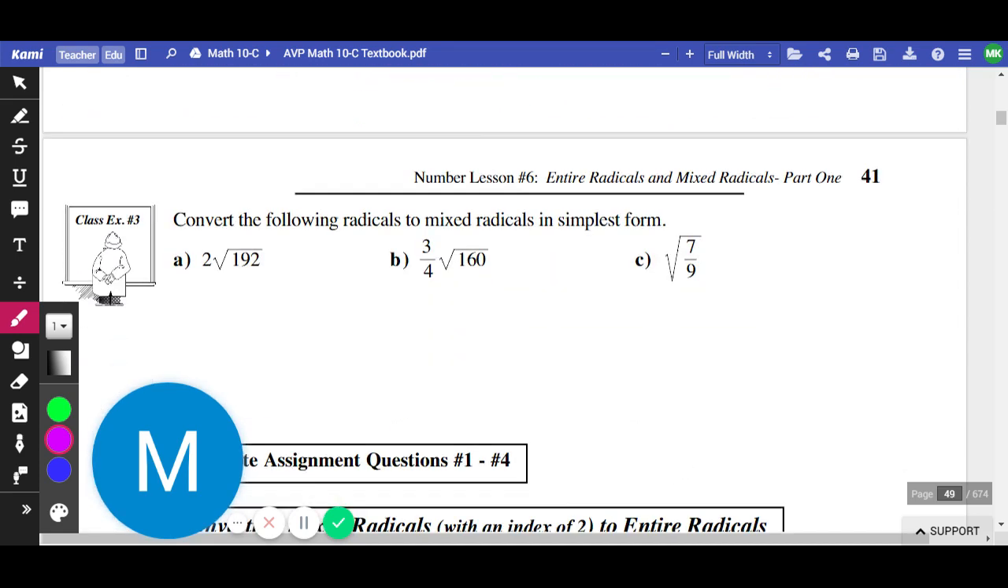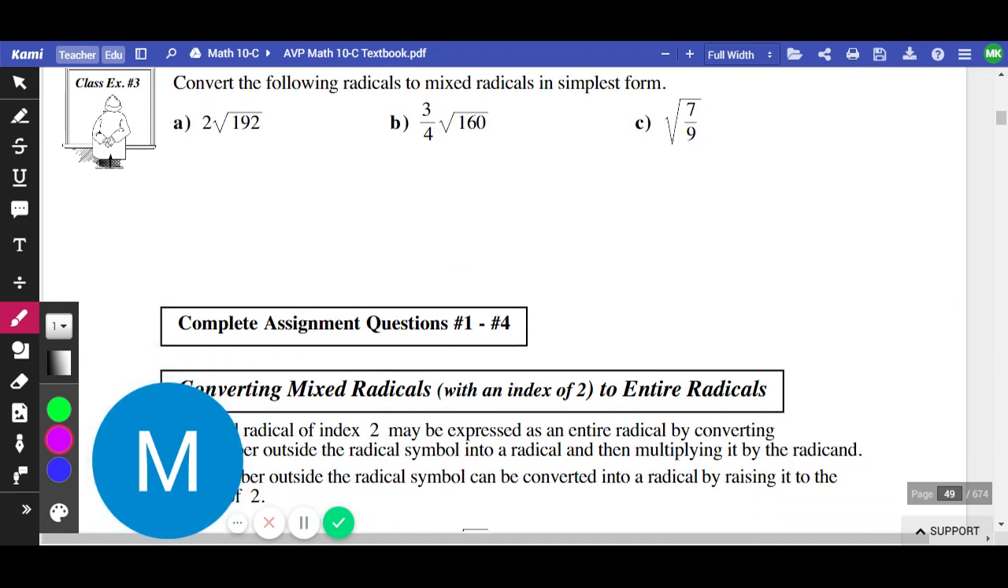Beautiful. We're going to go the other direction. Oh no, we're going to do harder ones first. Aha. These guys. So it says convert the radicals to simplest form.